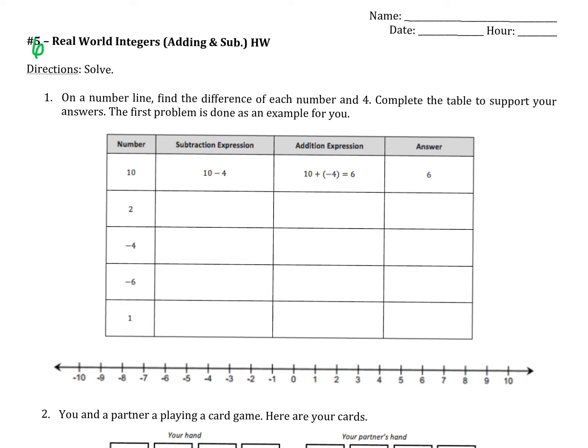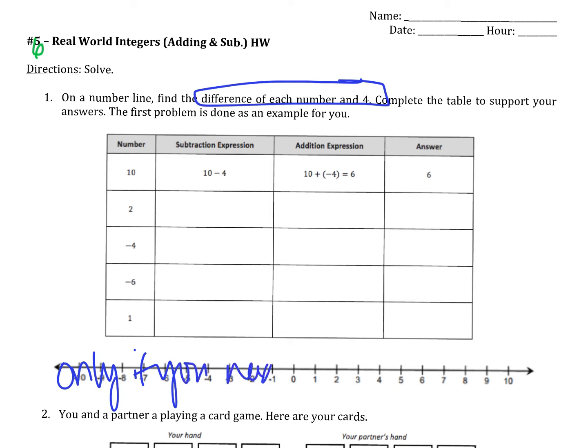Number 1 says on a number line, find the difference of each number and 4. Okay, so every single problem is going to be the difference of a number and 4. Complete the table to show your work. The number line is only if you need it. It's just there as a reference point. What you're going to do is take your number and write minus 4 from it. You're going to show that minusing 4 is the same as adding the opposite. And then you'll come up with your answer.